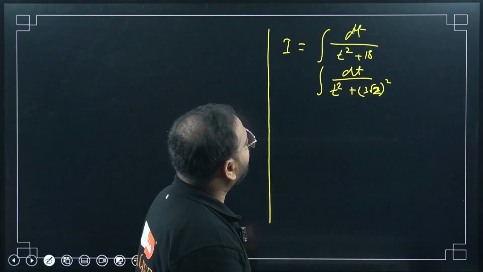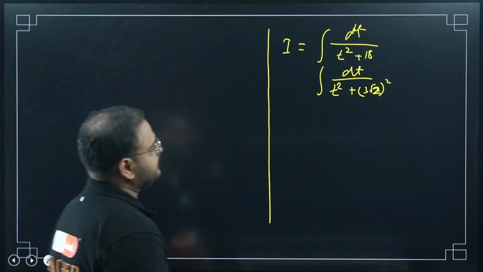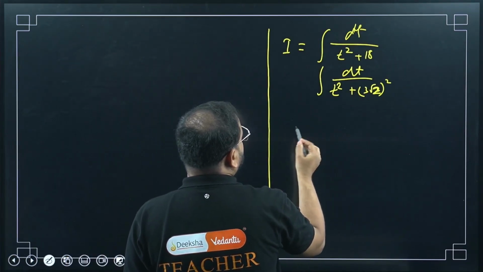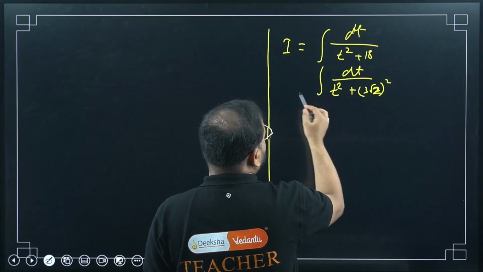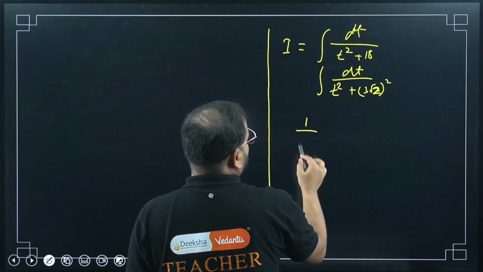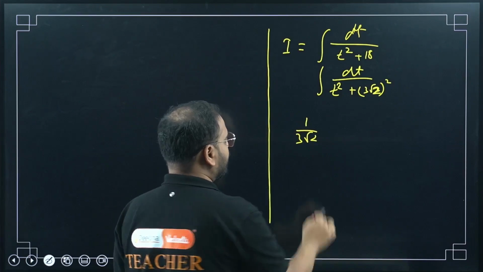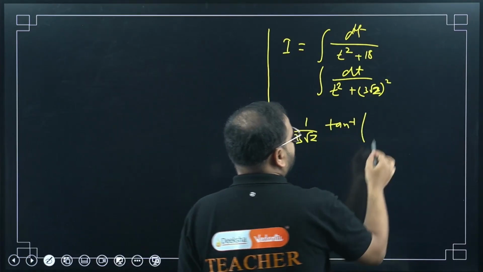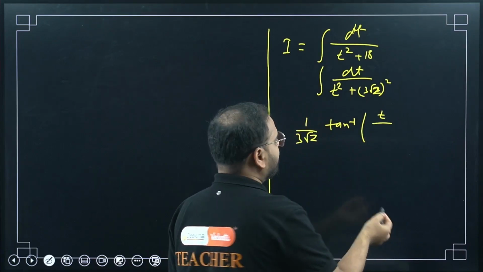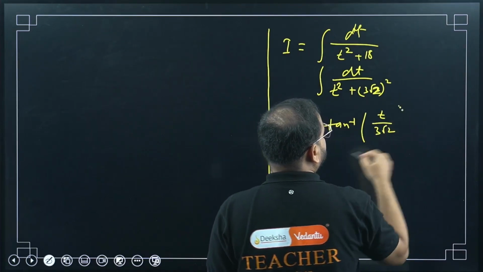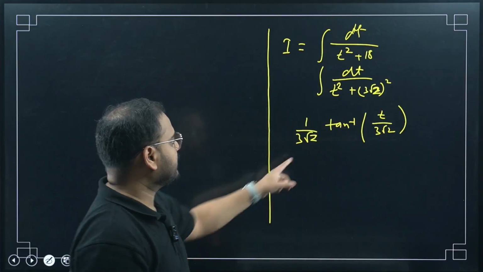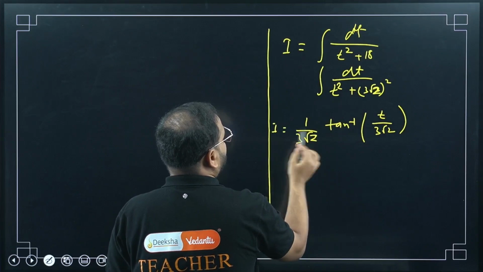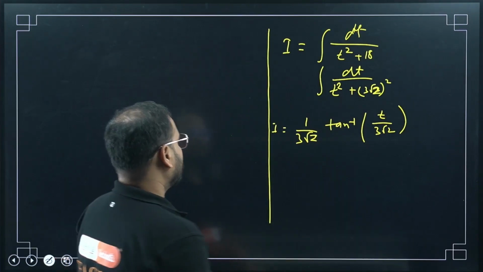What is this formula? 1 upon a square plus x square. How much is that? Tan inverse. So this whole thing will become 1 upon a, so 1 upon 3 root 2, and tan inverse of t upon 3 root 2. Correct? 1 by a tan inverse of x by a, this is the answer. Okay, have a look. If you want, put the value of t over there. What's the value of t?